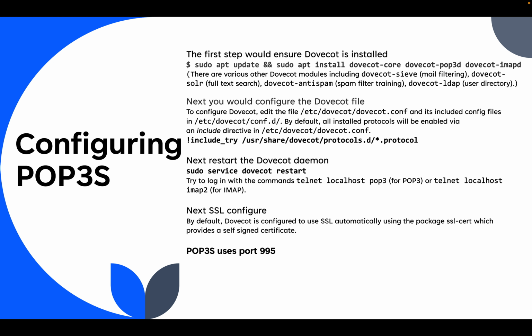And then next, we're going to restart it. We'd run the command sudo service dovecot restart. And then next we go on to our SSL configure. And then I just put on here that POP3S uses port 995 because that can be helpful.